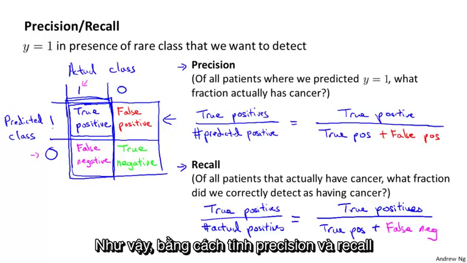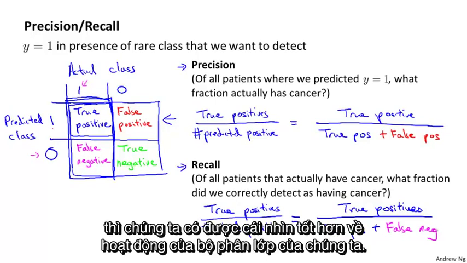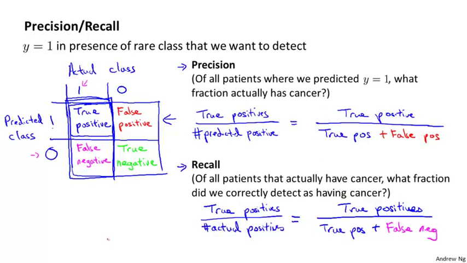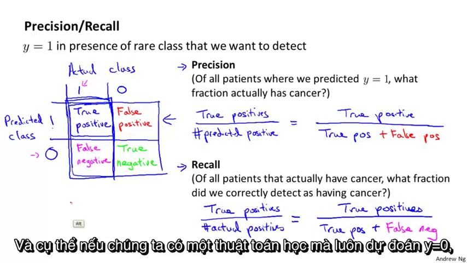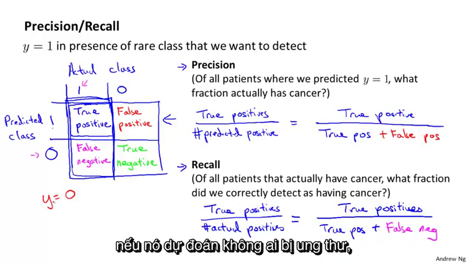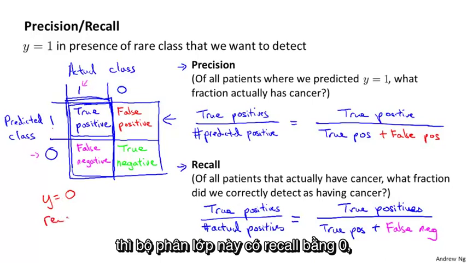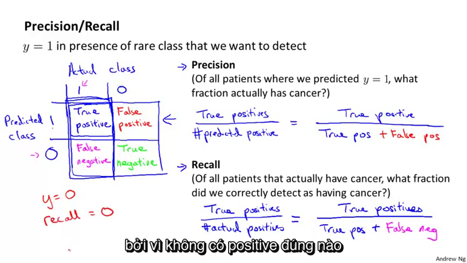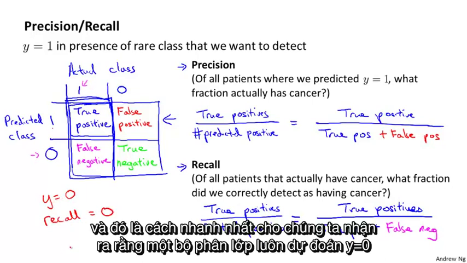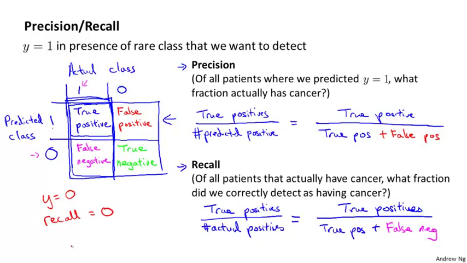So by computing precision and recall, this will usually give us a better sense of how well our classifier is doing. In particular, if we have a learning algorithm that predicts y equals 0 all the time, if it predicts no one has cancer, then this classifier will have a recall equal to 0 because there won't be any true positives. That's a quick way for us to recognize that a classifier that predicts y equals 0 all the time just isn't a very good classifier.